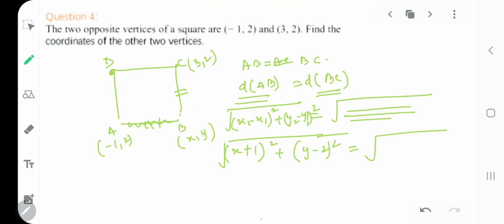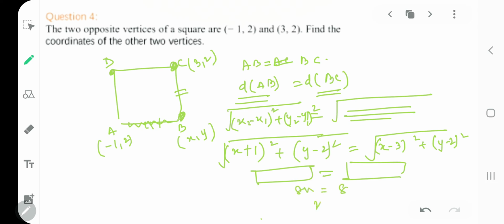For BC, if you notice, this is BC. For the distance of BC, what I'll do, my dear kids, it will be x minus 3 the whole square plus y minus 2 the whole square. Once you open this by squaring both sides, you will get a nice equation on this side and equate it with this side. Finally, you will get 8x is equal to 8. So the value of x, you will get from here as 1. Got my point clear? So you got the x value as 1.